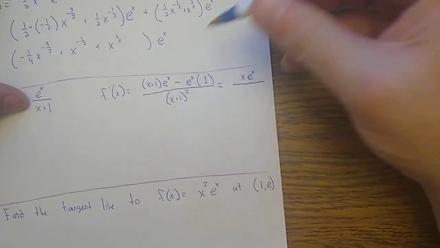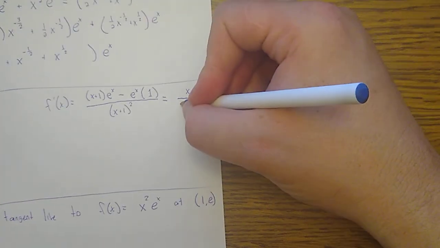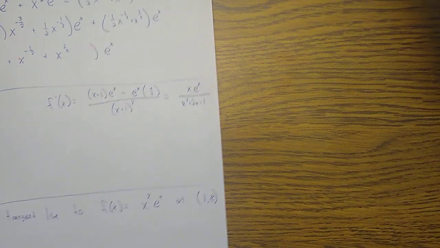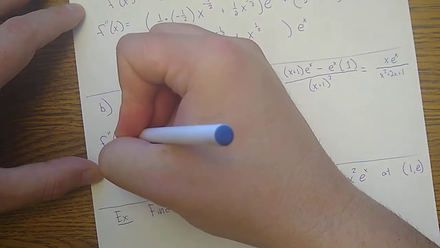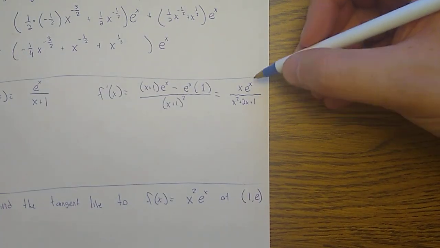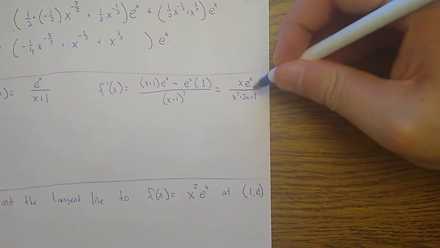On the bottom, I am going to square this out. X squared plus 2x plus 1. Because I'm going to find that I need to work with this when I take the second derivative. The second derivative is going to be a lot messier, and I might not simplify that because I don't have to work with that. That's going to be my final answer, but this one I have to work with.